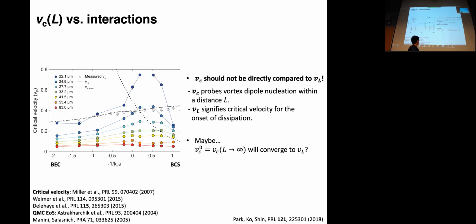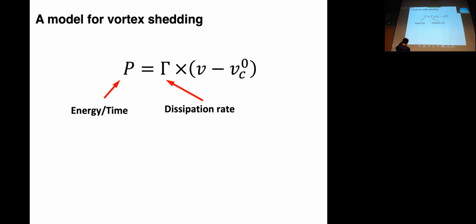To better analyze our rich data, we assumed a simple model of dissipation for vortex shedding with our optical beam, where we say that the rate of energy that we inject into the superfluid from the moving optical beam for vortex shedding is simply proportional to the velocity of the optical beam with respect to the limiting critical velocity that sets the onset of drag force.